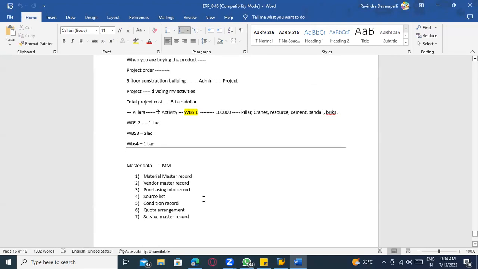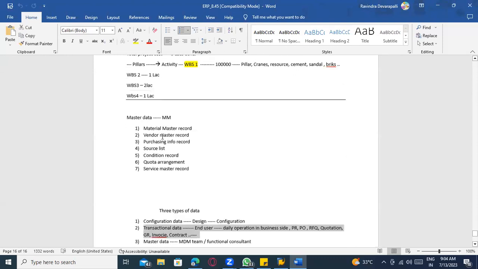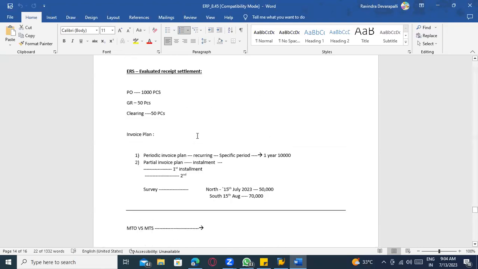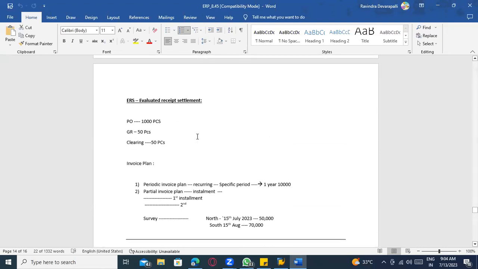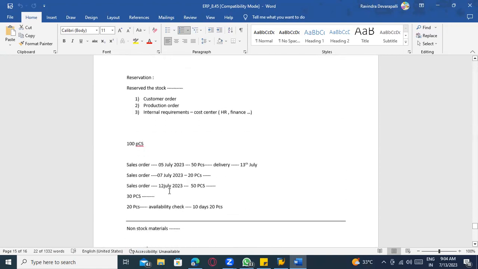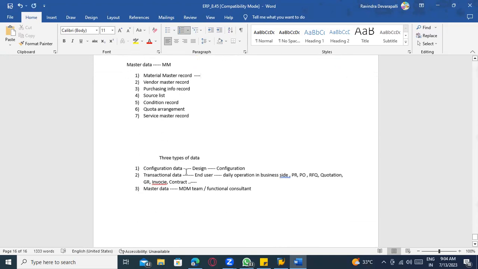Okay. Now coming to the master data. As of now, we discussed the transaction data in the above, process-wise: subcontracting, consignment, pipeline, RTP, invoice plan, all these processes will be transactional data. So it is a daily operations business process. And now we are discussing the business master data. So why do we need master data and transaction data? Because you said that we are functional consultants, and we are performing only the configuration data. So why do we need transactional data and master data?